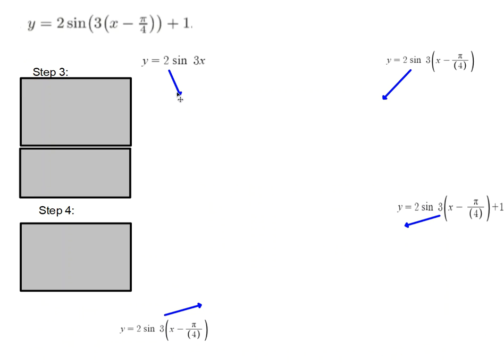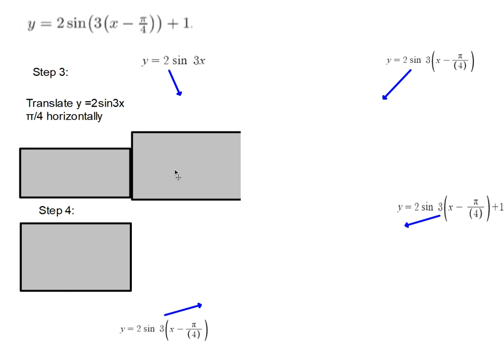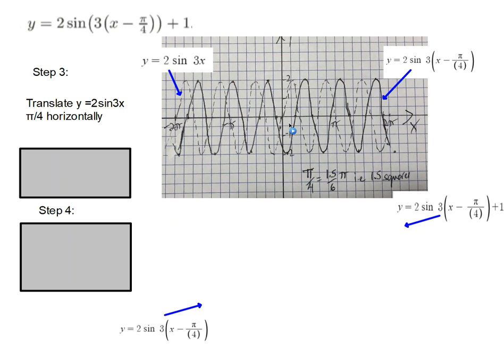We work with that and we look at the number here, pi on 4. That tells me to do a horizontal translation of pi on 4. So the dashed line now is 2 sine 3x. Now to translate pi on 4 to the right, every point has been moved 1.5 squares.